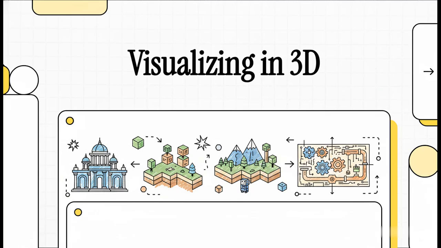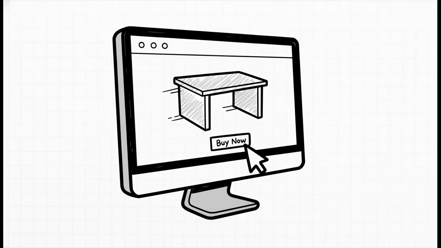Ever wonder how an architect can see a skyscraper in their mind before a single beam is laid? Or how a game designer builds an entire digital universe from scratch? Well, they're all using a kind of secret language, a creator's code to see in 3 dimensions. And today, we're going to crack that code together.